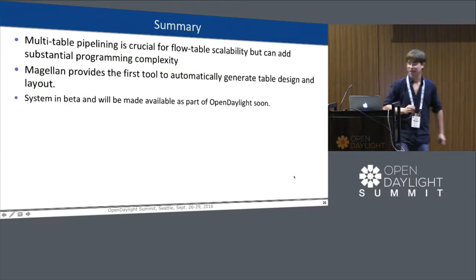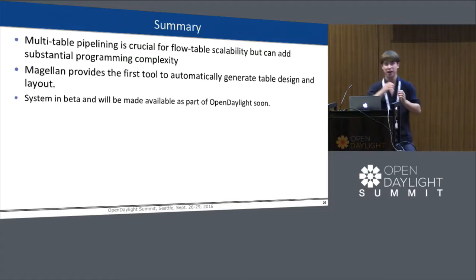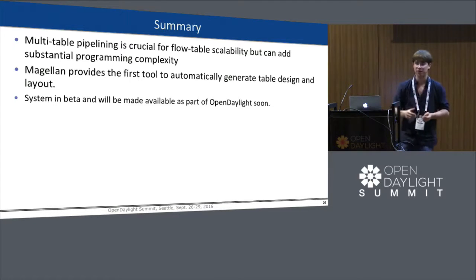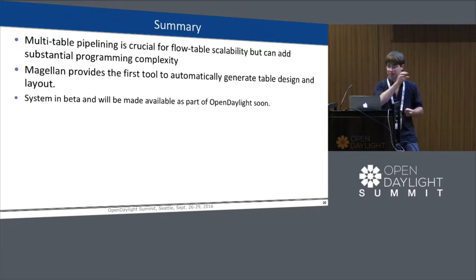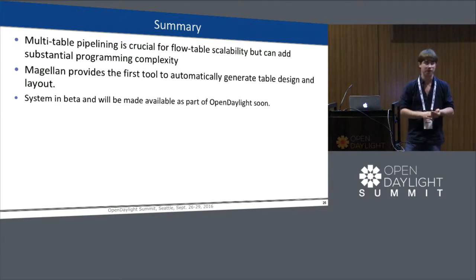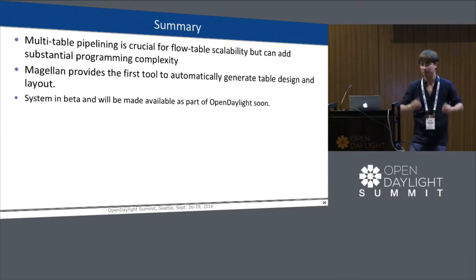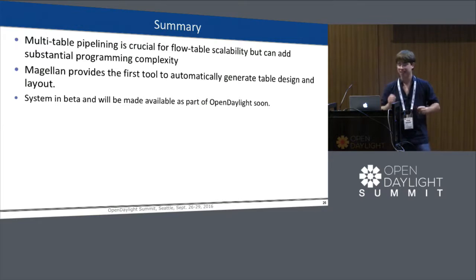Perfection. Okay. As you see, multi-table pipelining is crucial for flow table scalability, which is why the general progress of pipeline solutions has been in that direction. See KVM, P4, Marvel, and so forth.